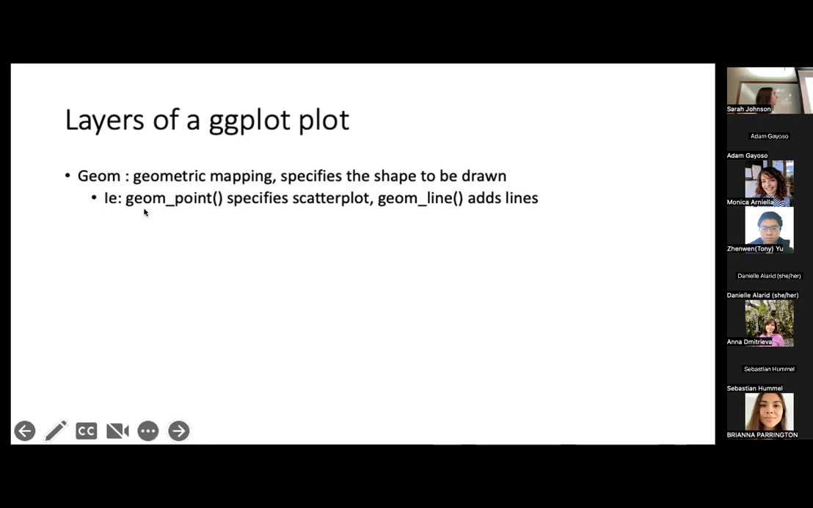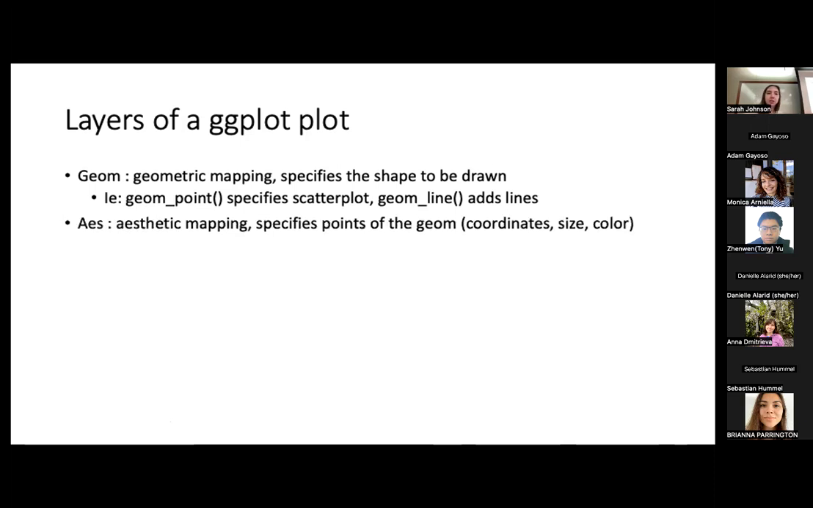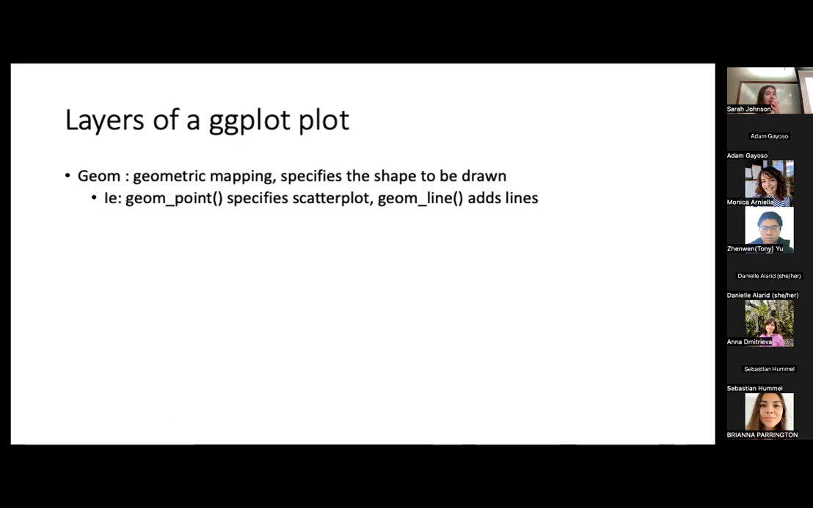But some examples of geoms are geom_point, which is how you would specify a scatter plot, or geom_line, which would add a line to your plot. So this is really how you're adding the things that you see on a plot onto your plot. There are lots of examples that we'll talk about later. So you always have to have a geom.